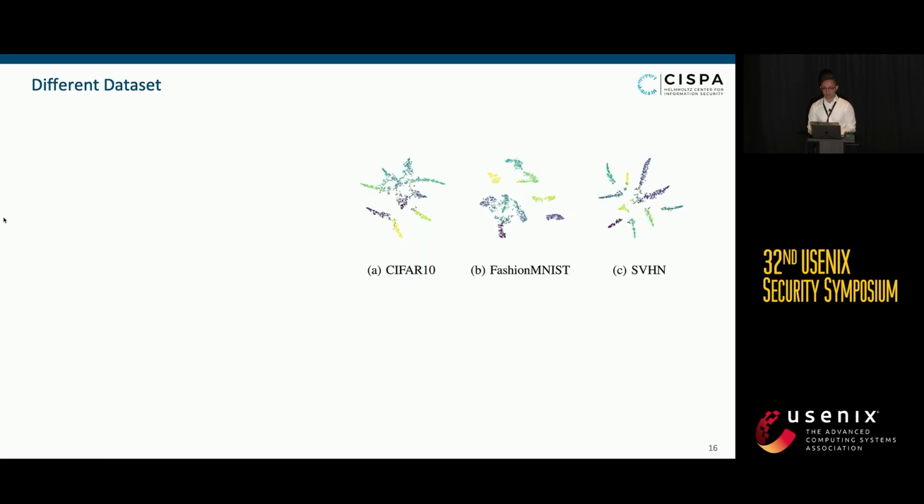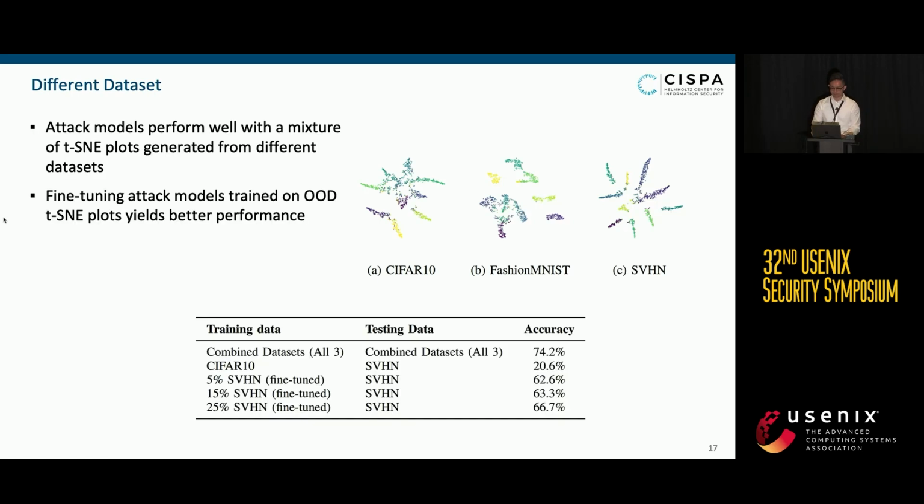And we also look at how different data sets affect the attack performance. Just by looking at different t-SNE plots, we observe that different data sets will yield drastically different t-SNE, even with the same model. The examples shown here are t-SNE plots from ResNet 50 models that are trained on 3 different data sets. First, if we combine the training data from different data sets, we find that the attack did not deteriorate from this combination, which indicates the attacker does not need to train a separate attack model for each data set.